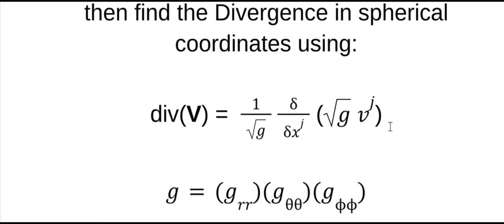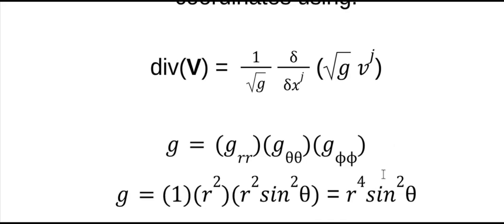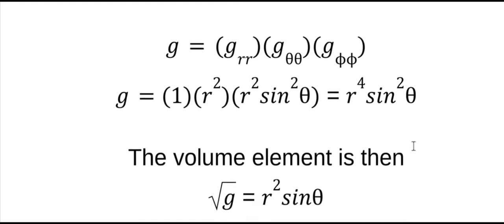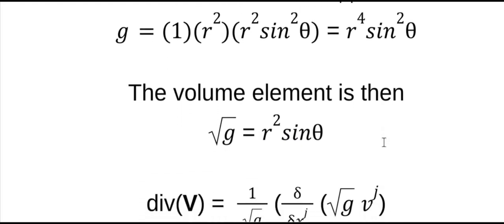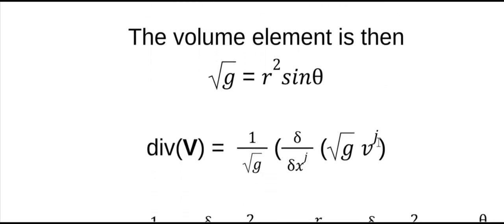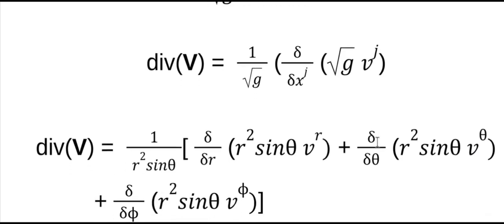Okay? So the determinant is just this times that plus that times that, which is r to the fourth sine squared theta. The volume element then is the square root of that, which is just r squared sine theta. Okay. Now we want to use this equation. All right. So let's expand it first and look at it.